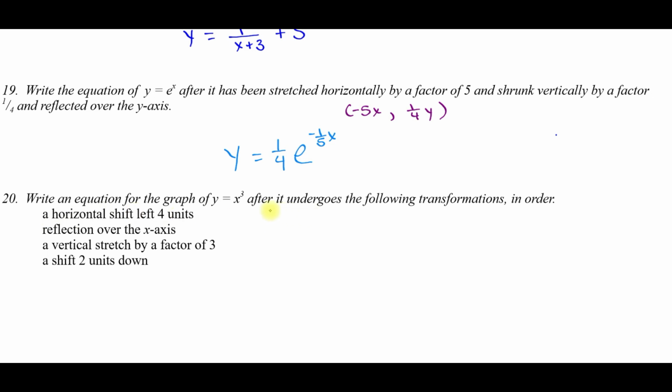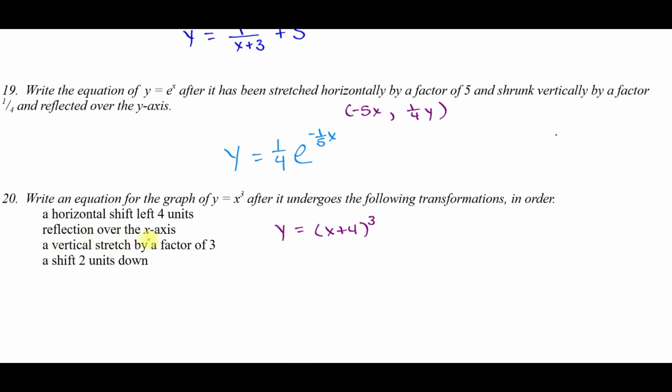Finally, we have this last one. We're starting with y equals x cubed, and we're going to undergo the following transformations in order. So we're just going to kind of start working through this one. So y equals, I have a horizontal shift of 4 units to the left, so we're going to replace that with x plus 4, and then keep the cubic function, which is my basic function.